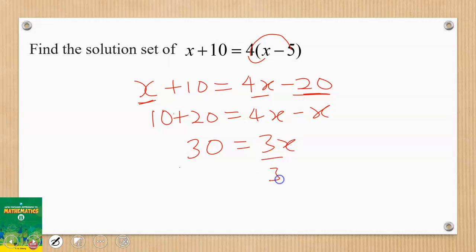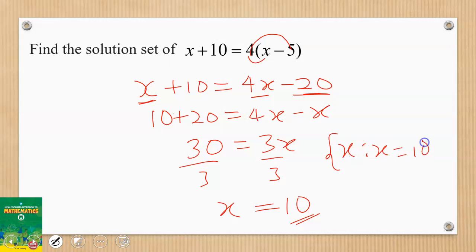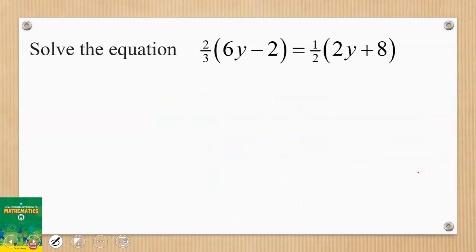If I divide both sides by 3, I have my x to be equal to 10. And so to say the truth set, we'll say x such that x is equal to 10. And that is the answer. Let's take another example. Right. So we have to solve this equation.